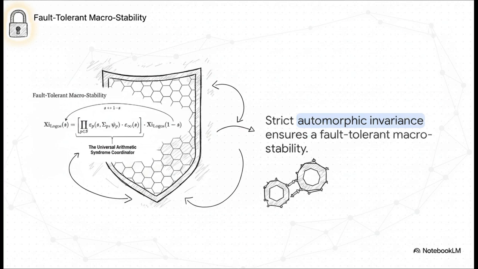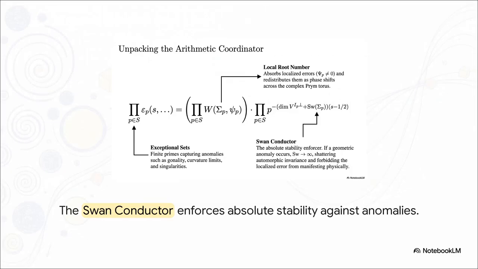By swapping the variable s for 1 minus s, the partition function maps perfectly back onto itself. This proves the universe literally operates as a self-correcting calculation. Translating these variables gives us a fascinating peek under the hood. Check out the Swan conductor term in the exponent.